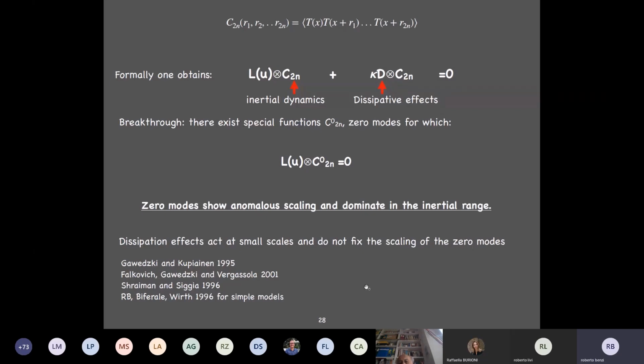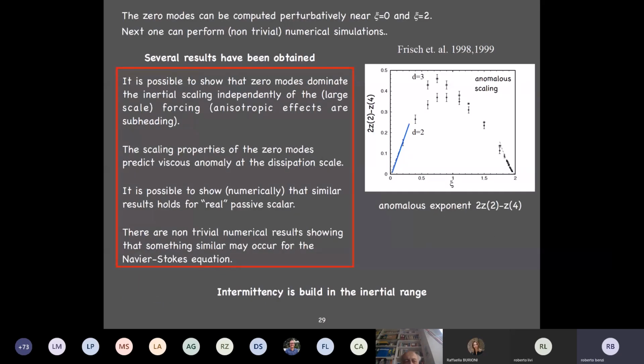And after this theory was put forward, there was a non-trivial, very non-trivial effort to perform numerical simulation of the system. And here you see the results for the anomaly, so the part which is anomalous, with respect to the prediction, which are these two lines, which can be computed perturbatively in the case of the Kraichnan model. Now, these results confirm that Kraichnan's balance was not correct, and, most important, that the zero modes were the source of anomalous scaling in the turbulence.